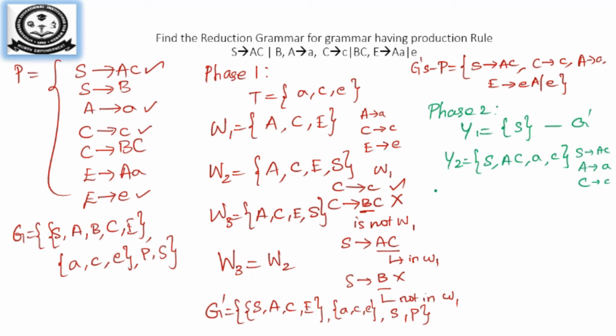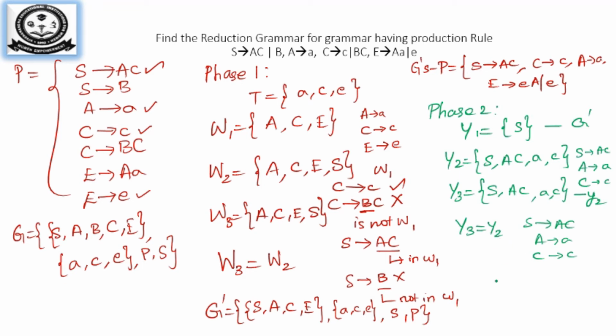You can see Y1 and Y2 are not equal, so we will calculate Y3 with Y2. From the start symbol again, S tends to AC. So you will have S, A and C. All these three variables are there in Y2. Then A implies A. So you have A in Y2 as well, so you can include A. Then C implies C. You can see it is also there in Y2. So we can finish the process. Now you can see Y3 is equal to Y2. So we will stop the process over here.